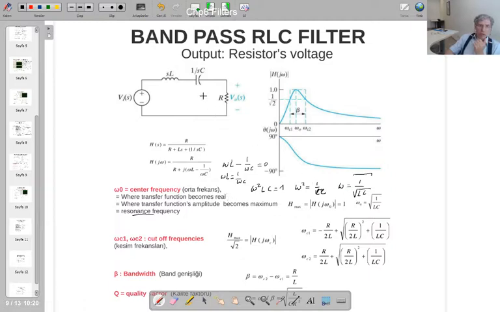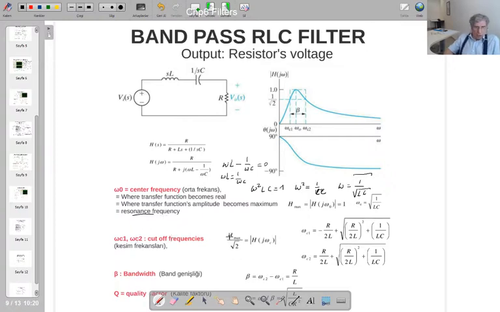This resonance frequency makes this impedance equal to 0. When this is equal to 0, then your circuit becomes a resistive circuit, isn't it? When this is 0, your transfer function is going to R over R. That means your transfer function is equal to 1, isn't it? So it is a special frequency. We call it central frequency.